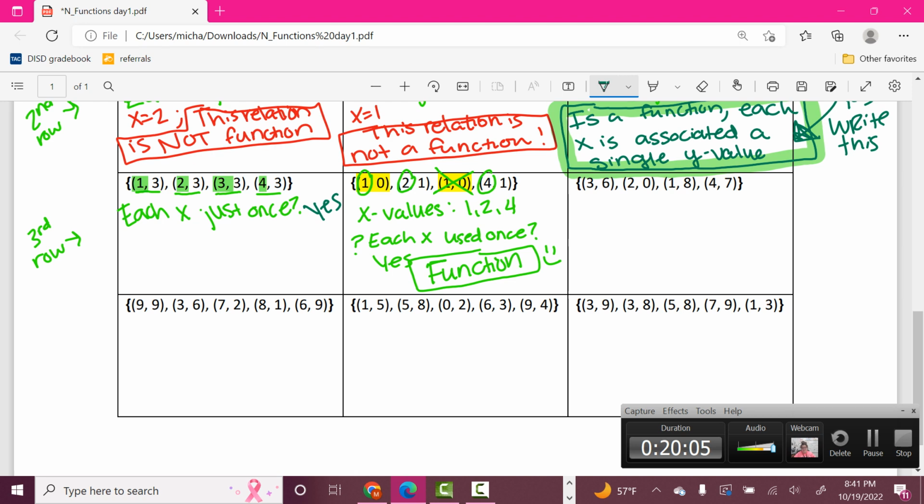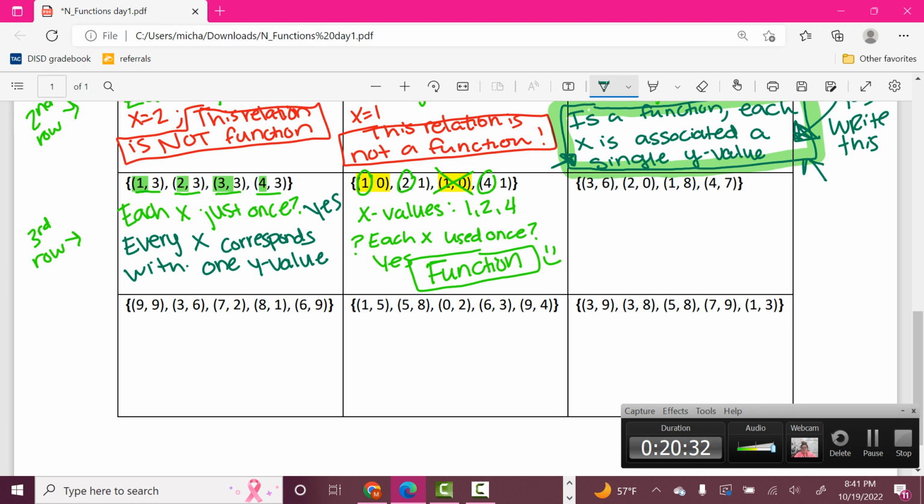But instead of writing yes, this is a function, let's write out the fancy vocabulary way, the fancy way to say that this is a function. So this is a function. Every x corresponds with one y value.